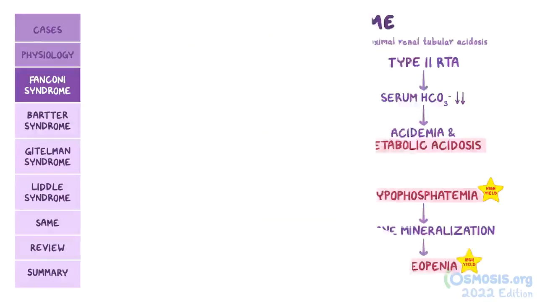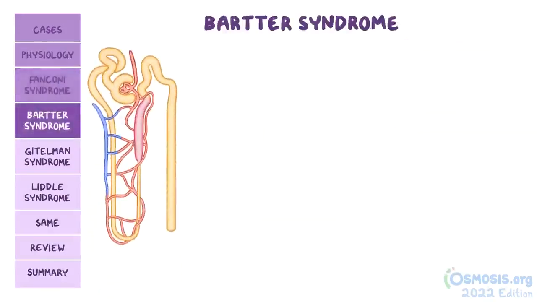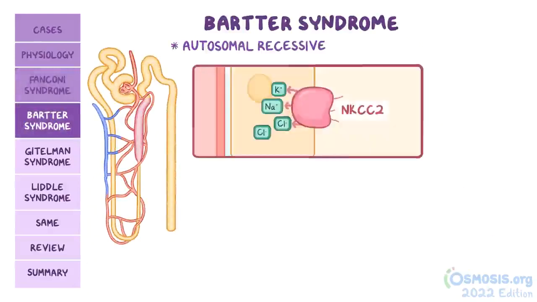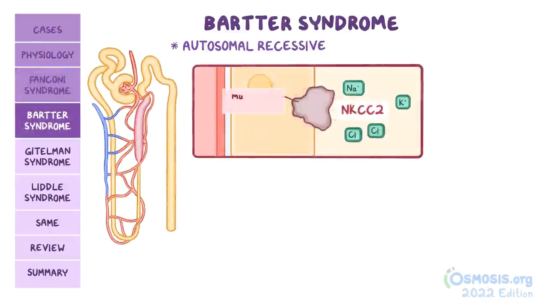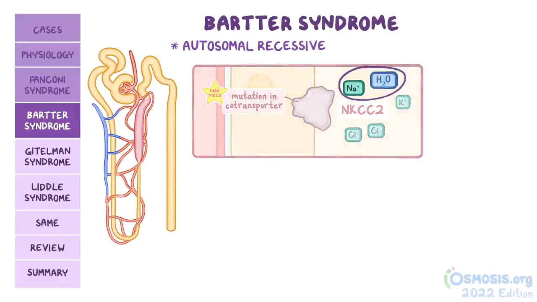Next, let's move on to the loop of Henle and look at Bartter syndrome, which is an autosomal recessive condition. This is a defect that causes a mutation in the NKCC2 cotransporter in the thick ascending loop of Henle, leading to a loss of sodium, potassium, and chloride in the urine. Even though there's more sodium lost through the urine, more water is lost with it, so typically there's no hyponatremia. However, the potassium lost through the urine will lead to hypokalemia.